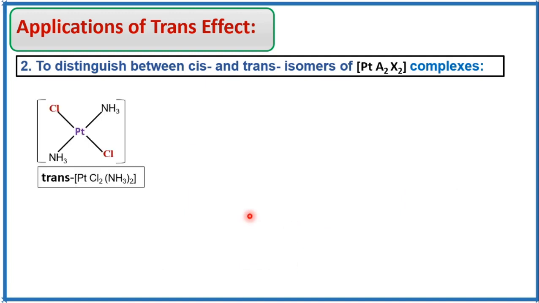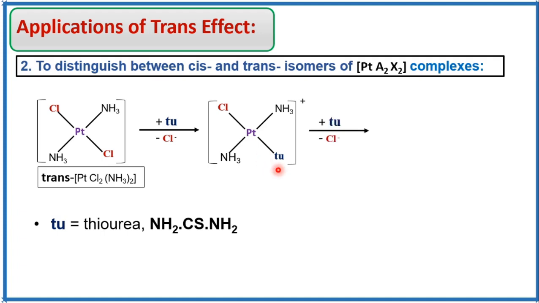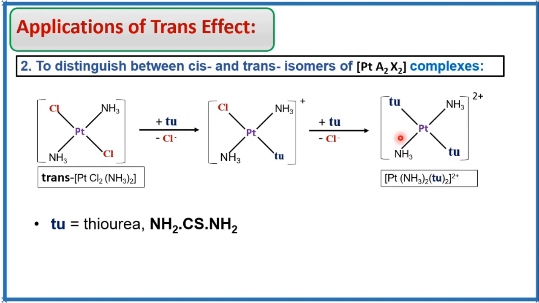Initially we have taken cis, now we will take a trans complex. What we will do, we will replace one of the chloro with thiourea. As we know, thiourea is this ligand, and one of the chloro is replaced by thiourea. What happens in the second step? This thiourea has more trans effect than this chloro. Therefore, this chloro will be substituted by thiourea, and we will end up with only a dithiourea substituted product. So cis is giving a tetra substitution, trans is giving a di substitution.